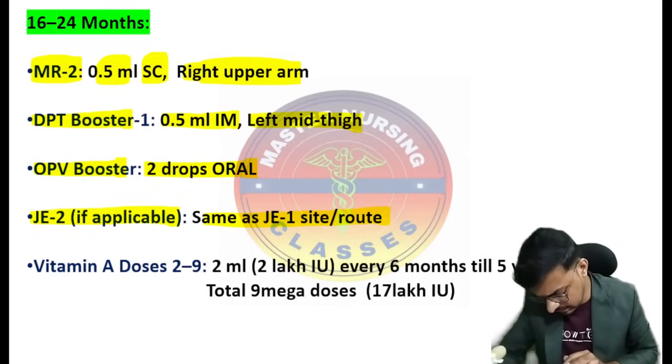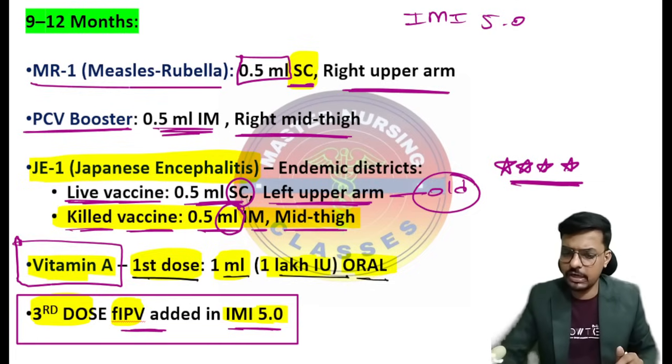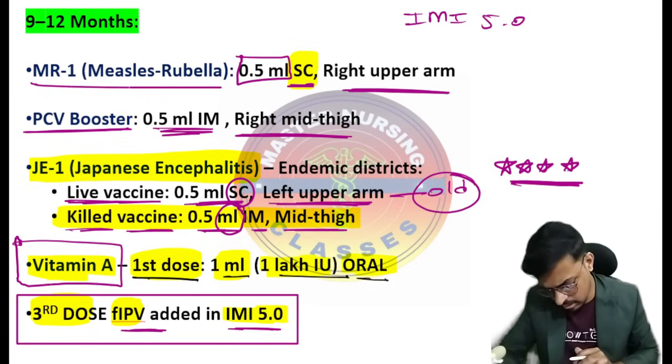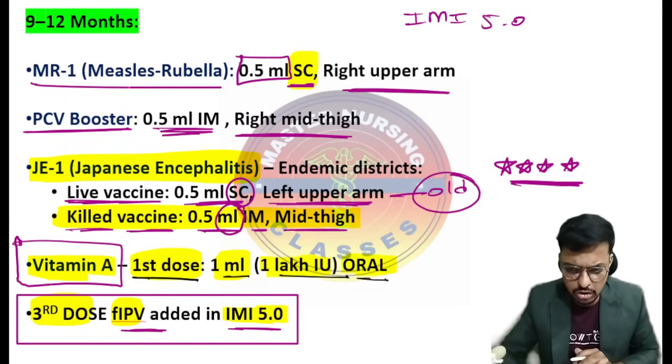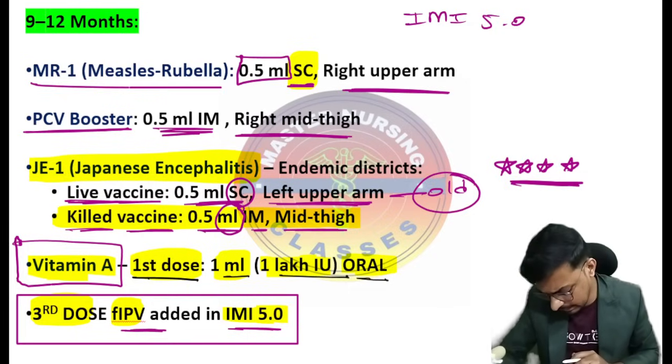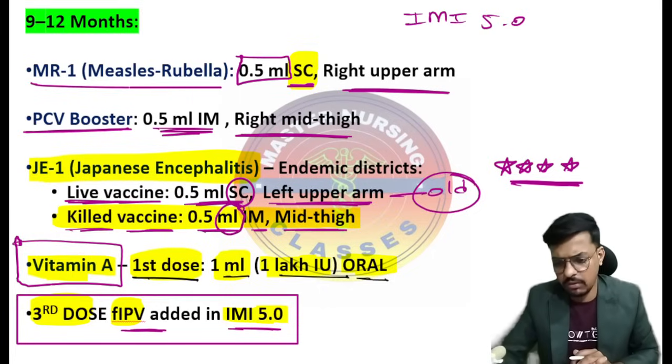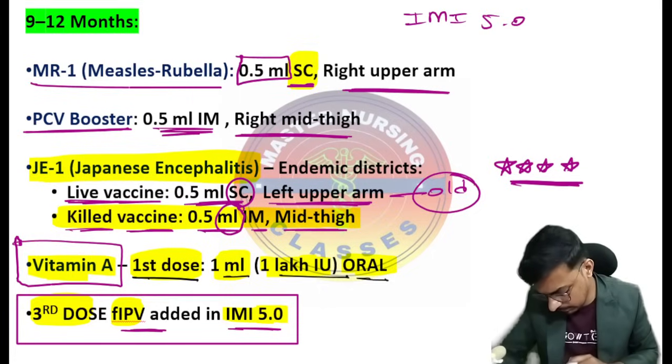How are we giving the JE killed one? The JE killed one we are giving by the IM route, and the JE live one we are giving by the subcutaneous route. So if you are having the killed vaccine, give 0.5 ml IM, and if you are having the live, that is 0.5 ml subcutaneous. Okay, so that is very important, right?